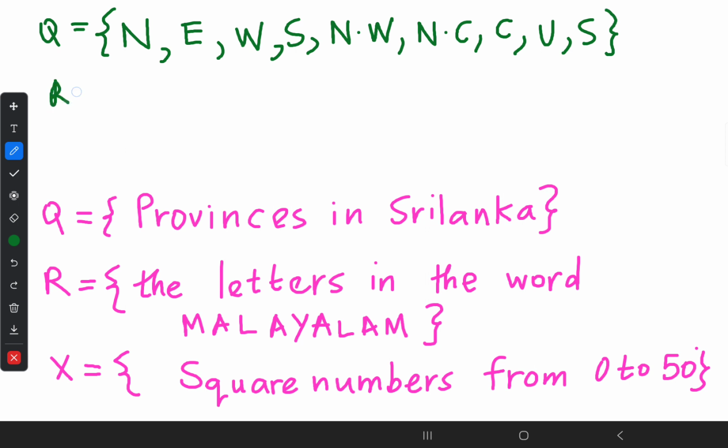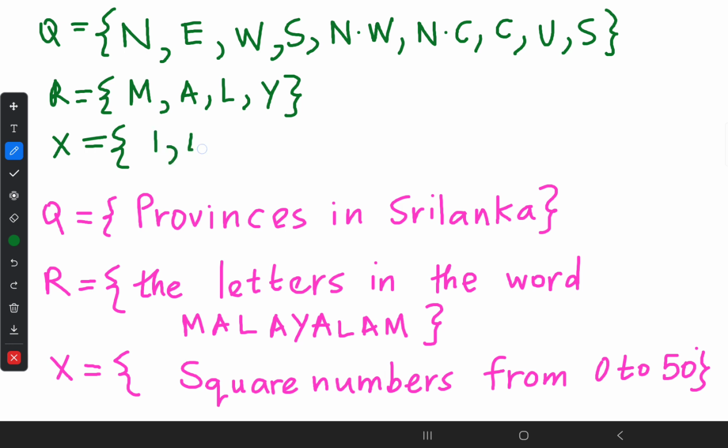Then R. What are the letters in the word Malayalam? In that you should use one letter only once. That is simple, no? M, with commas, properly write M, A, L, Y. Other letters are repeating. And last one, X, the square numbers from 0 to 50. 1, 4, 9, 16, 25, 36 and 49. These are the square numbers from 0 to 50.